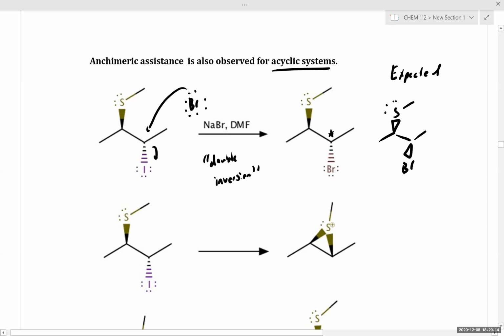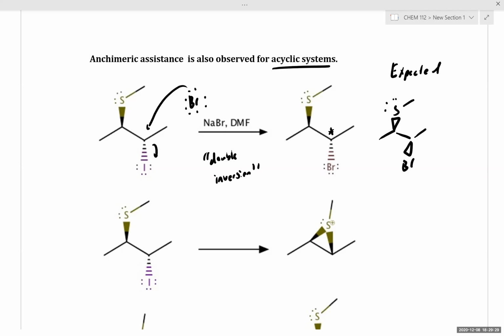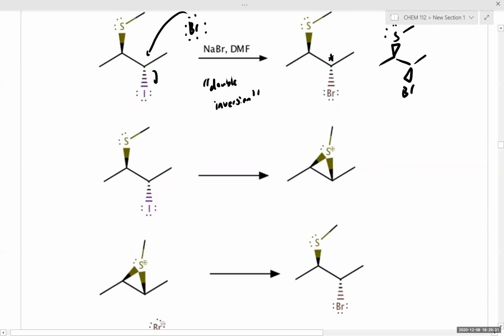Now, this is super common when you're looking at sugar chemistry or in other molecules where you have a load of internal nucleophiles that can potentially participate and engage in the reaction and as a result transmit some stereochemical information. So would we consider this thiol a reasonable nucleophile? Is this thiol a nucleophile, electrophile? What do we think about it?